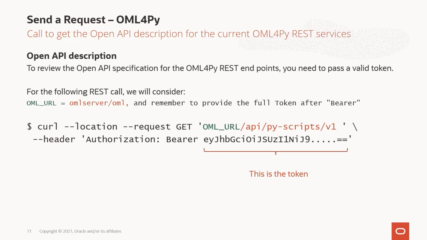This is the equivalent request to get the open API description for OML for Pi. Again, we're passing the OML for Pi URL, which is the OML server base URL with OML for Pi. And we're including the token to get the API description for version 1. And you can see here, this is the token. This is a shortened version of the token. It's much longer than that, but you always want to pass it after bearer.